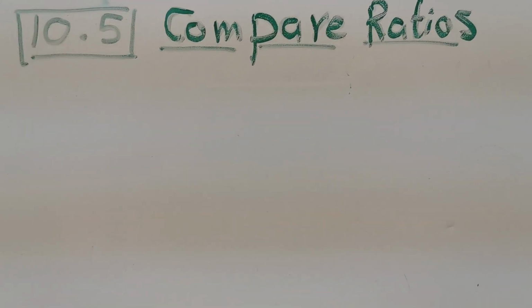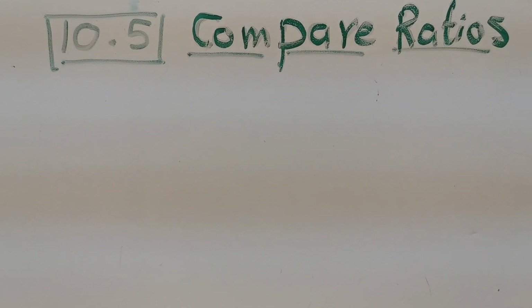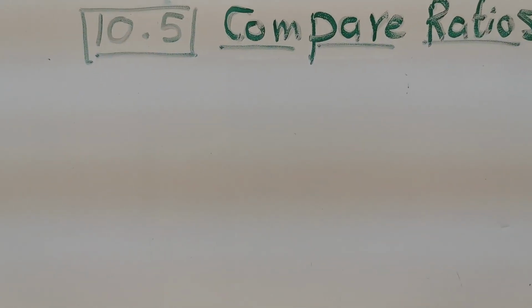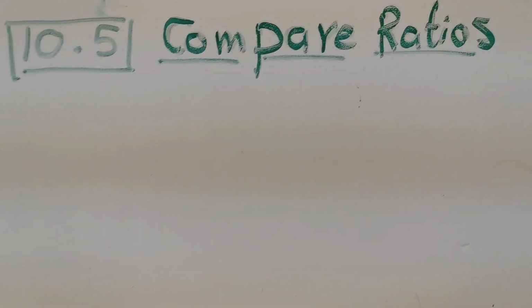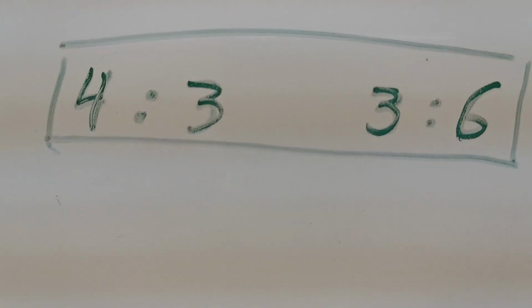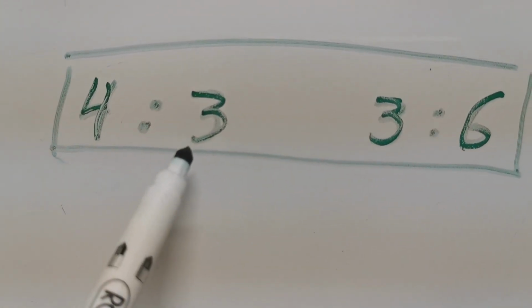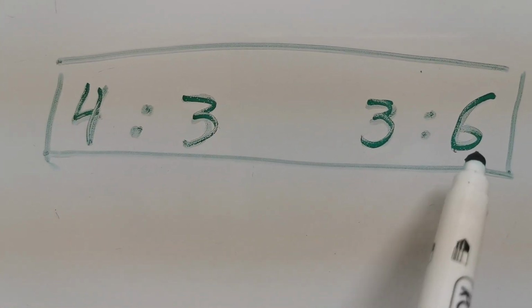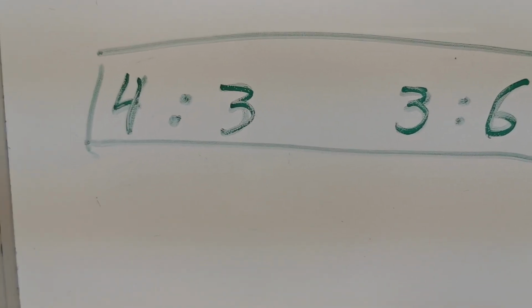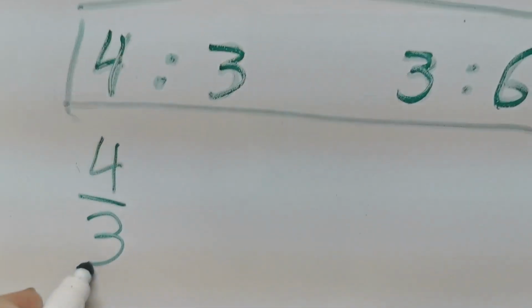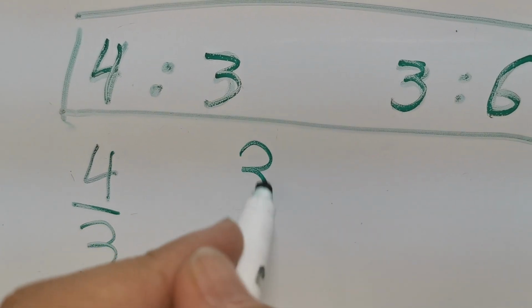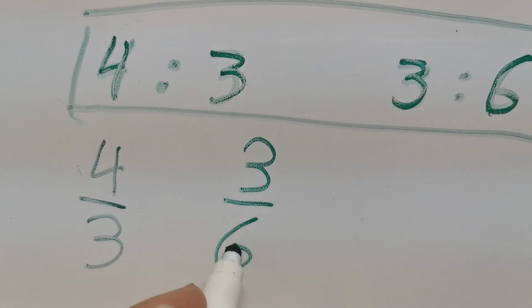Okay, to compare the ratios, it will be exactly the same as comparing fractions. If you remember how we compared fractions, you will do exactly the same today. So for example, if I have two ratios, 4 to 3, and I want to compare it with 3 to 6, how can I compare? The first step, you should write them in fraction form. The first number up, the second down. Also the same here. The first number up, the second down.